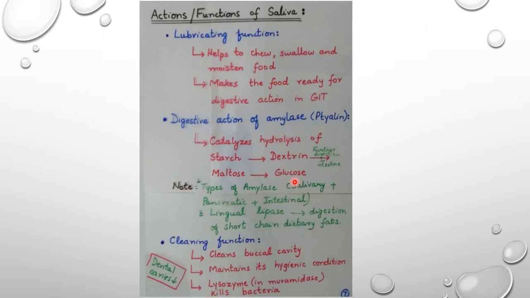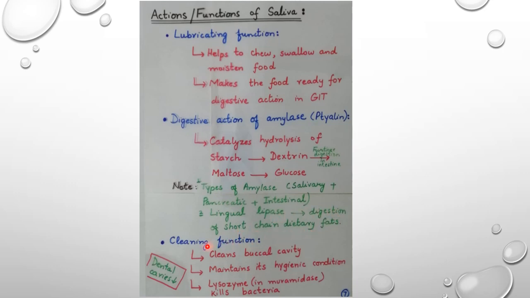There are three types of amylases that we can find in human beings: salivary amylase, pancreatic amylase, and intestinal amylase. Salivary amylase can only work on cooked starch, while pancreatic and intestinal amylases can work on both cooked and uncooked starch. There is another enzyme found in saliva, called lingual lipase, and this enzyme is responsible for hydrolyzing short-chain dietary fats.